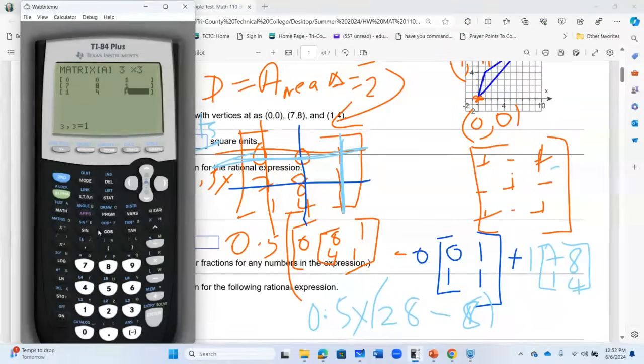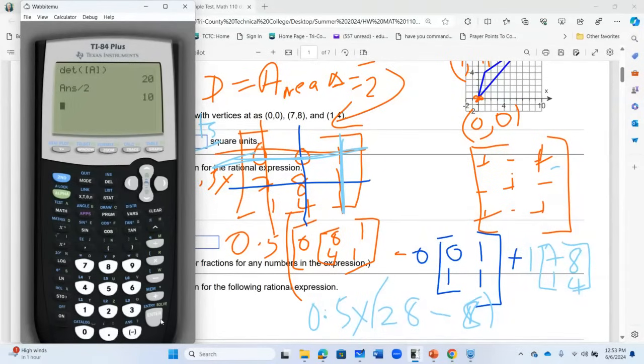And then I do second quit, go back to matrix and do matrix math. I'm looking for determinants, so I'm looking for the determinant of the matrix in matrix A. So second matrix, close parentheses, and we find that the determinant is 20. 20 divided by 2 is 10.